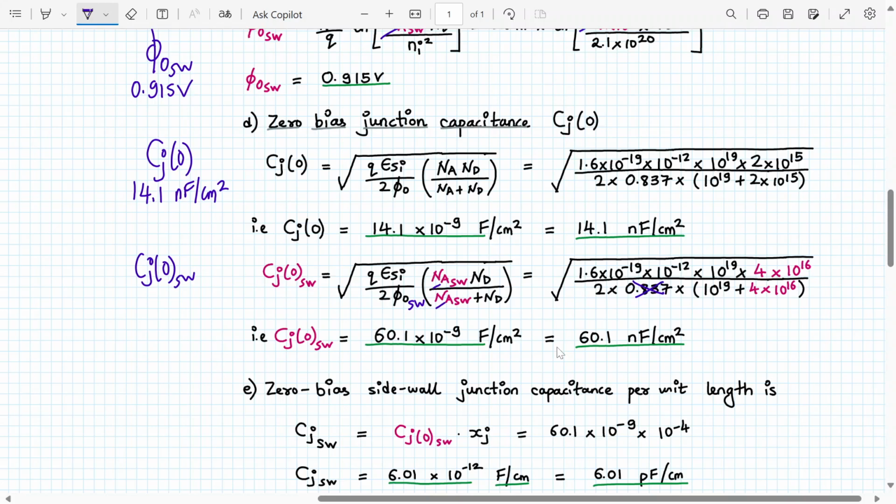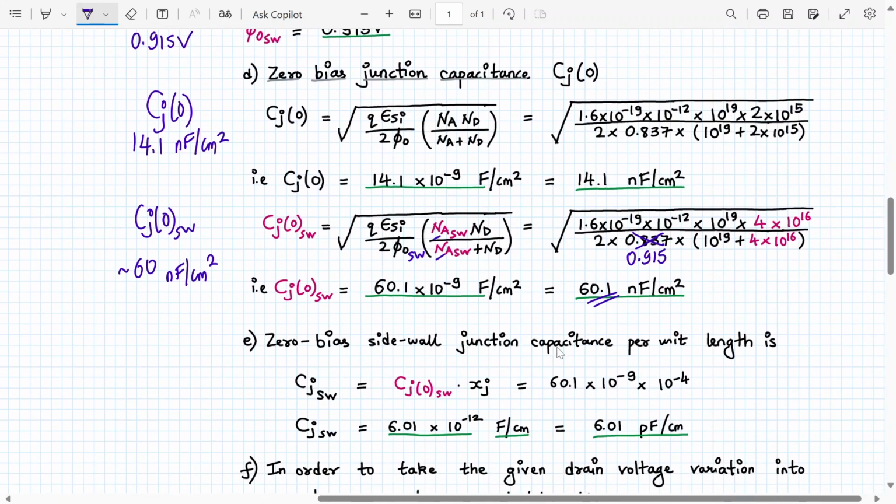So here it is wrong actually. It will be how much? 0.915. Okay, so here there is one change. So calculate the new number here, because here it was substituted wrong. So it will be somewhere close to 60 point something, right? Let's say 61 nanofarad per centimeter square. Actually it will be lesser because it is in the denominator and the value will be higher. So around, let's say, close to 60 nanofarad per centimeter square.